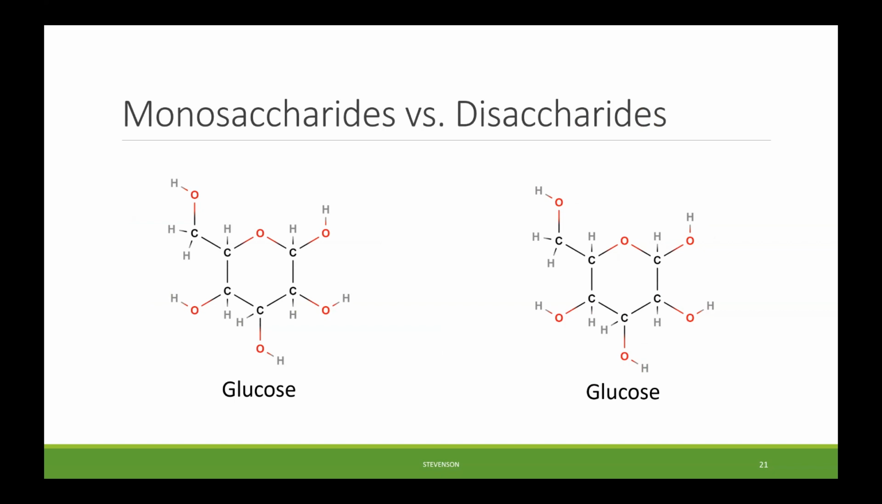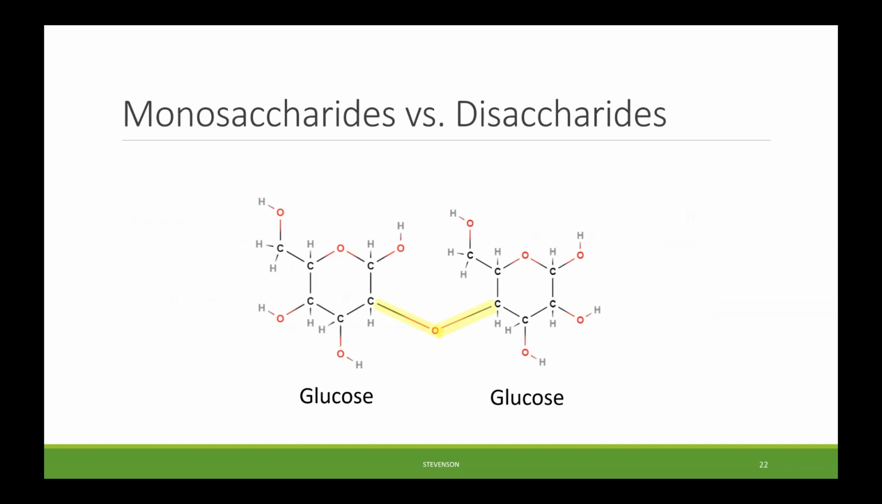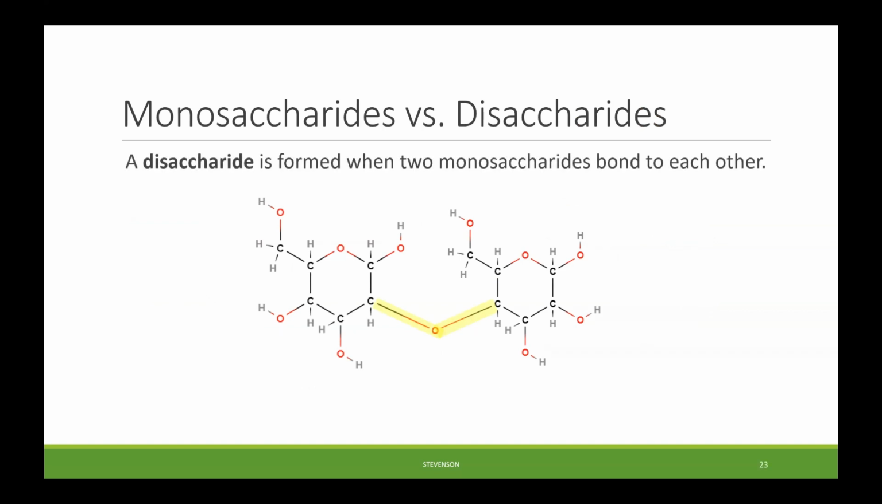So here we have two monosaccharides, two glucose molecules side by side. And these two can form a covalent bond to each other, like so. And when they do, we're no longer looking at two monosaccharides, we're looking at one disaccharide. A disaccharide is formed when two monosaccharides bond to each other. The prefix mono means one, and the prefix di means two. So a monosaccharide is one monomer, a disaccharide is two monomers put together.